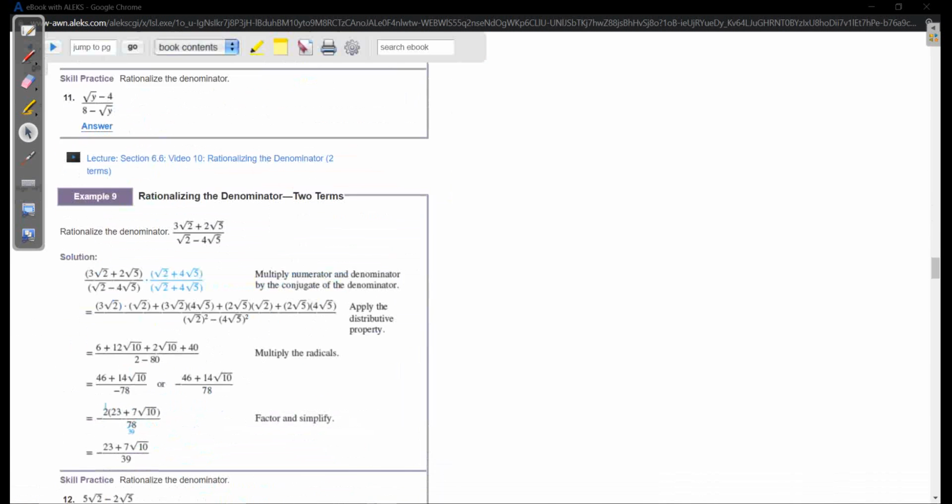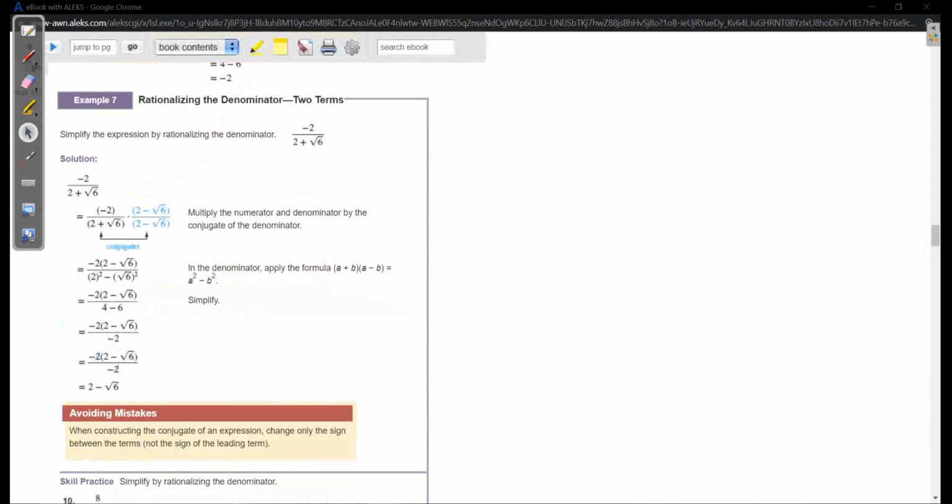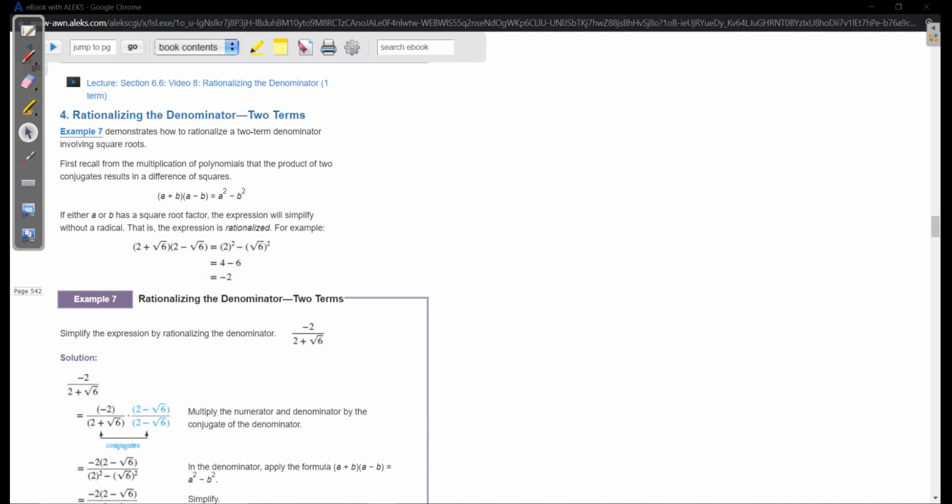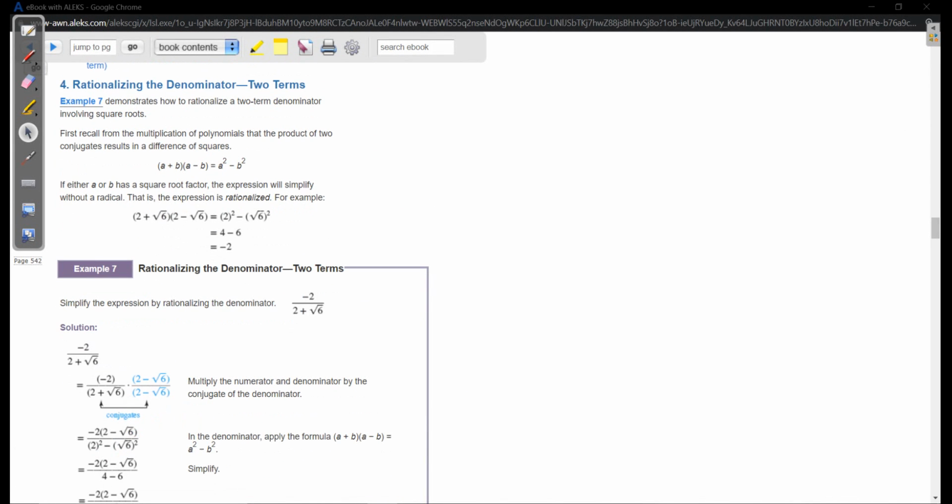I think there's 9 here. Okay. Oh yeah, we have to rationalize the denominator with, again, we're going back to the thing I said on the previous example. I said, hey, you're going to have to memorize the difference of squares. You have got to do it. There's no other way around it. You have to do the difference of squares. And this is an example as such. Okay, so example 7, rationalizing the denominator if we have 2 terms, right?